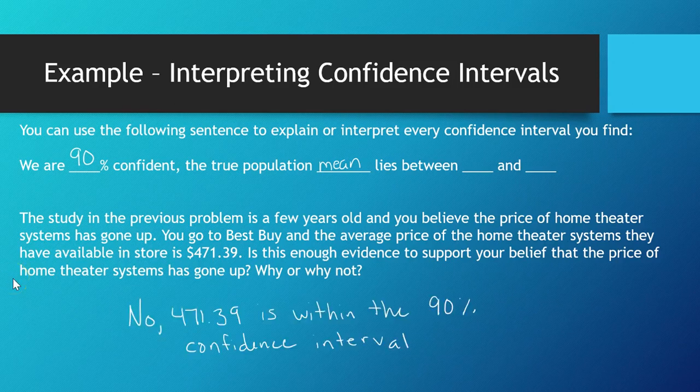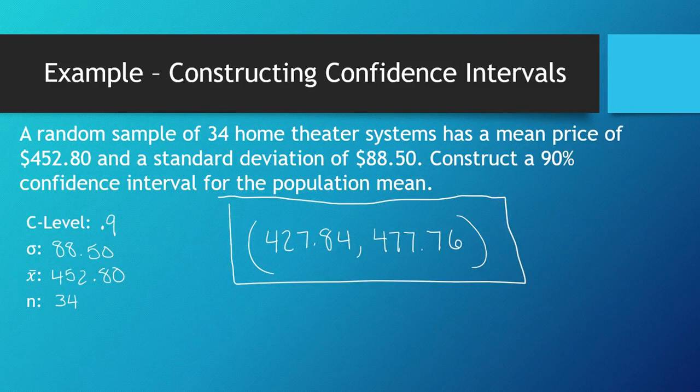All right, so it's okay if you didn't get this. If you said yes, that's fine. But the answer is no. And the reason is this: 471.39 is in our confidence interval. We're 90% sure that the average is somewhere between 427 and 477. So if you got 471, that's in that range. That's not surprising, and that doesn't necessarily mean that the price has gone up.